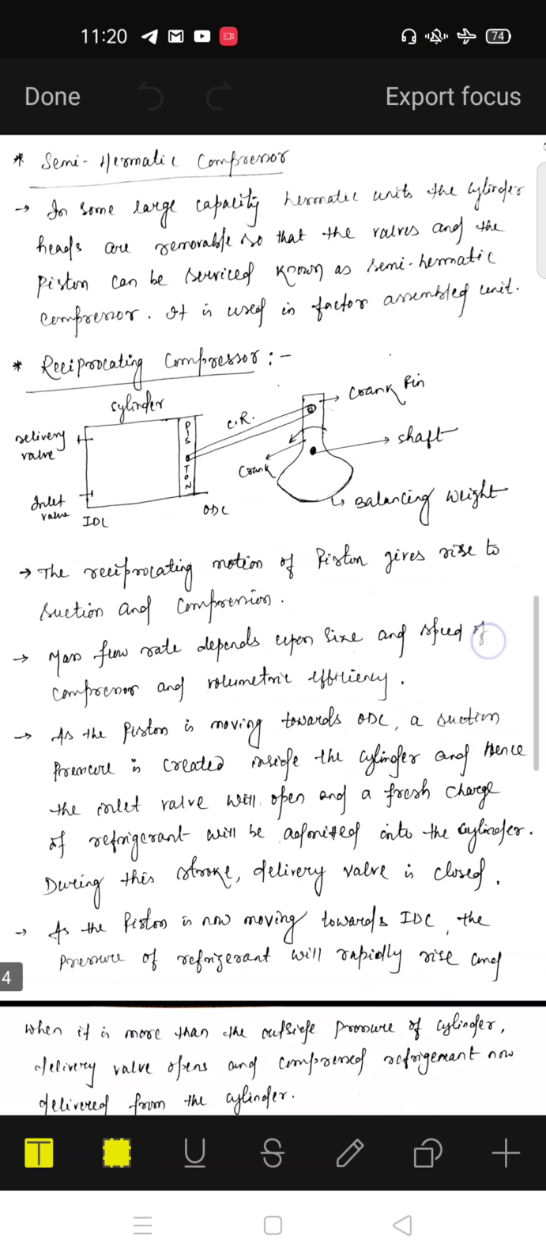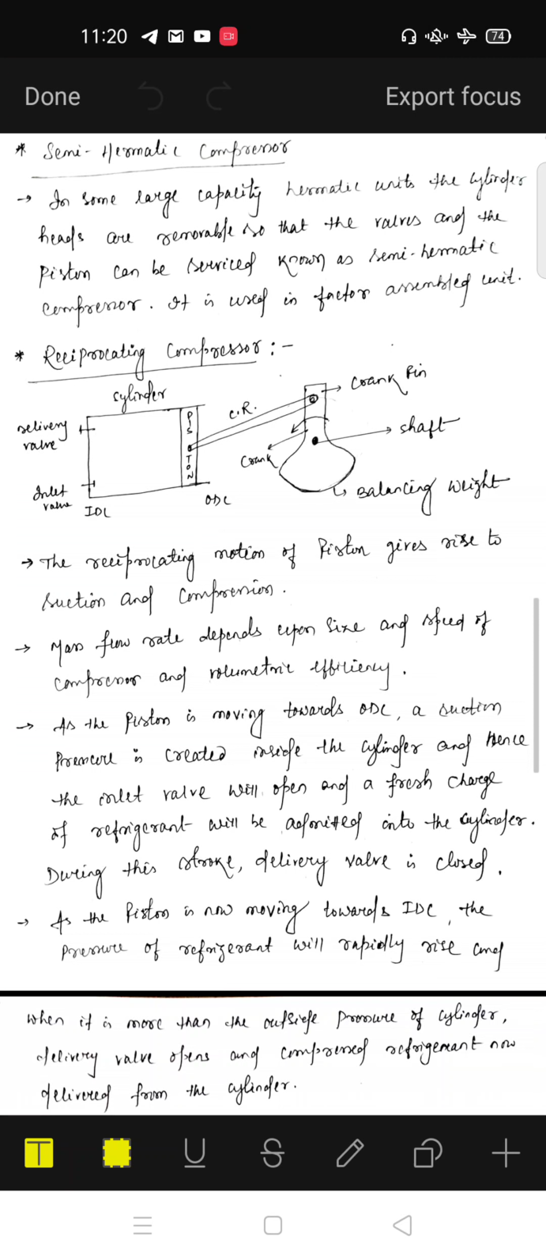Next is your reciprocating compressor. You can see the block diagram. There is the cylinder having delivery valve and inlet valve, and there is the connecting rod, piston, crank pin, and crankshaft, and there is a balancing weight. So what is the working principle? The reciprocating motion of the piston gives rise to the suction and compression. Clear? Mass flow rate depends upon the size and speed of the compressor and volumetric efficiency.